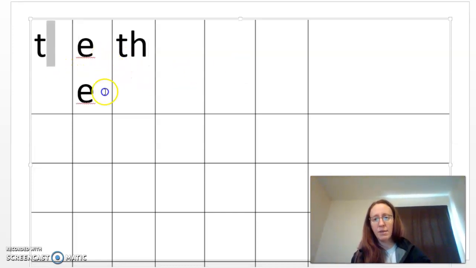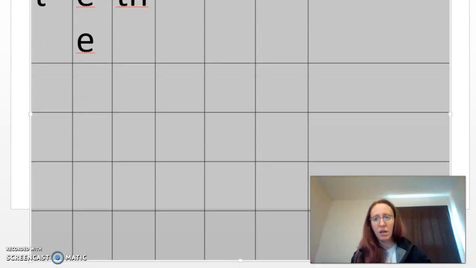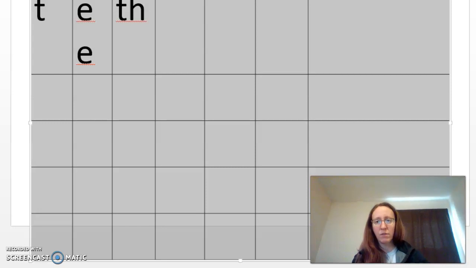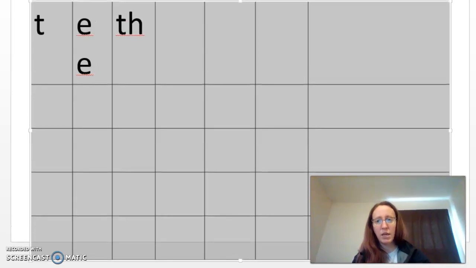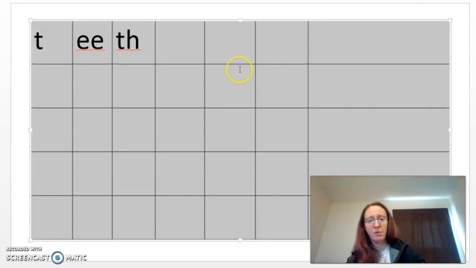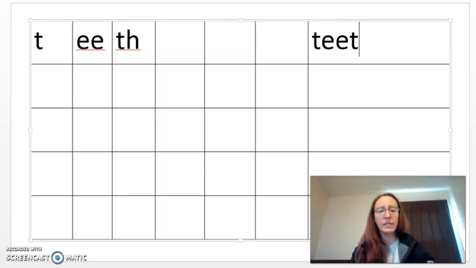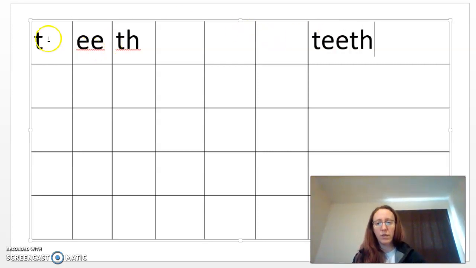Okay, looks like I'm going to have to make this a little bit smaller. And even a little bit smaller than that. Smaller than that. Okay, here we go. Let's spell teeth. T-E-E-T-H. So there are 5 letters in the word teeth. This E is E-E, the long E, and T-H, our digraph, saying th.